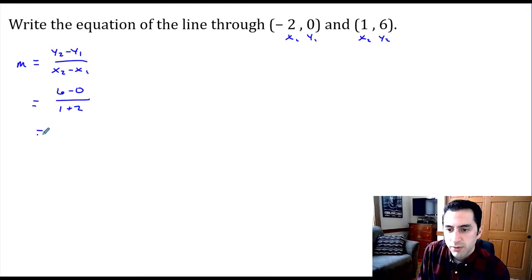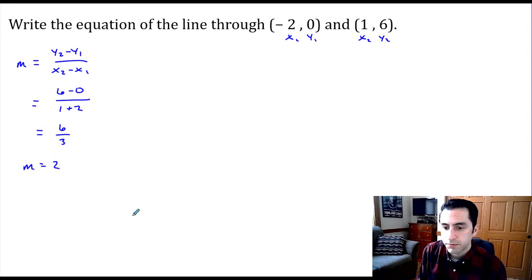And let's see what we get when we simplify this. So 6 minus 0 is 6, and 1 plus 2 is 3. So we end up with a slope of 2. Okay, so now we know our slope. Now we can write the equation of the line. I already talked about how to use point-slope form. So why don't we talk about how to use our slope-intercept form?